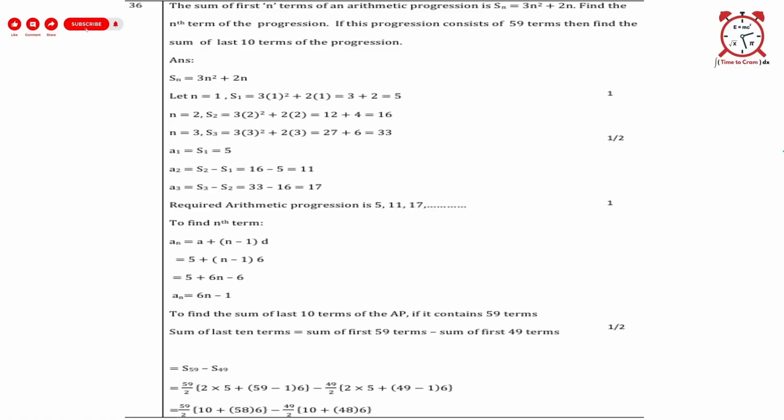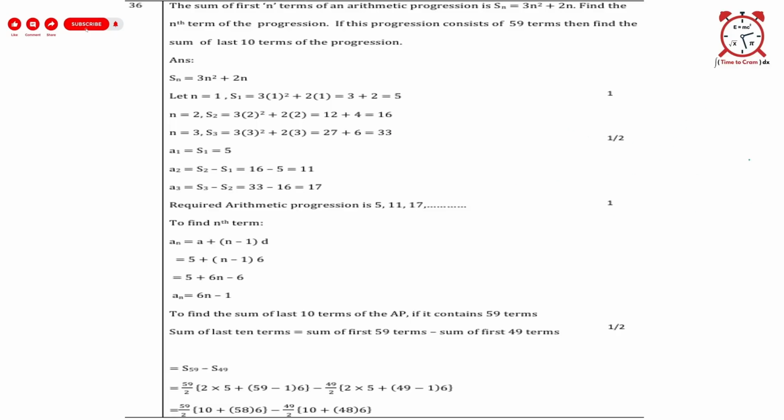Next question is from the arithmetic progression. The sum of the first n terms of an arithmetic progression is Sn equal to 3n square plus 2n. Find the nth term of the progression. If this progression consists of 59 terms, then find the sum of the last 10 terms of the progression.